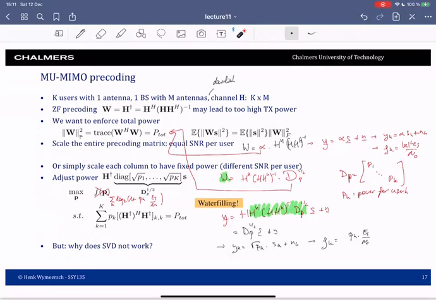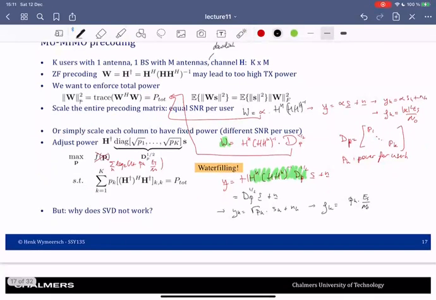And you can generalize this to the cases where users have many antennas, but then the math becomes much more involved. And I don't want to go into details about this. A question that I write here is, why does singular value decomposition not work? Right, so why can you not just say, okay, H is U sigma V Hermitian, and then I apply standard singular value decomposition. So I have my data S, I do V, then I have X, I send it over the channel, I do U Hermitian, I get Y tilde. Why does this not work? Think about this.